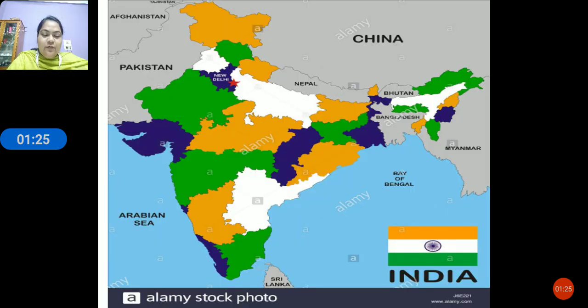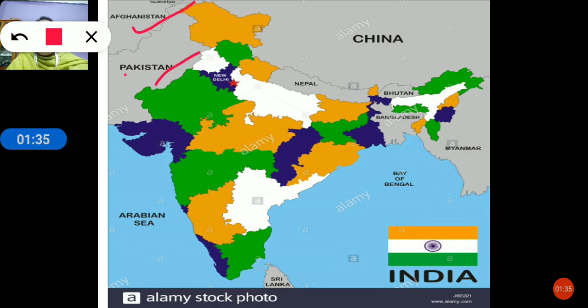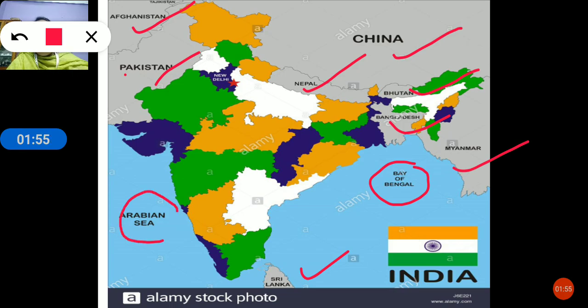We are going to learn about the 8 neighboring countries. What are the different neighboring countries we have? We have Afghanistan, Pakistan, China, Nepal, Bhutan, Bangladesh, Myanmar, and Sri Lanka. These are the 8 neighboring countries of India, and we have 3 water bodies: the Bay of Bengal in the east, Arabian Sea in the west, and Indian Ocean in the south. Down below you will find the Indian Ocean.